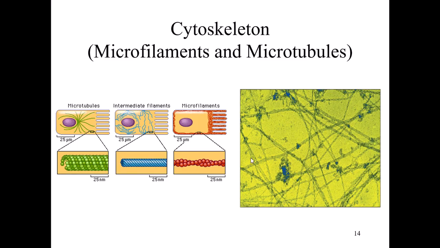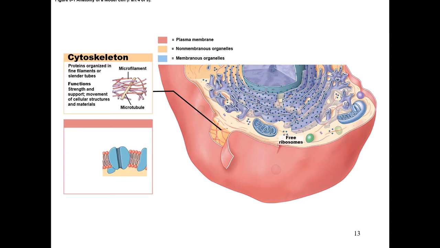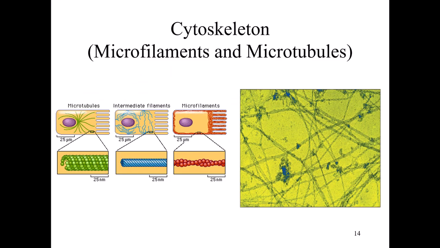So all of these, the microfilaments, intermediate filaments, and the microtubules, they collectively make up the cytoskeleton. And like I said before, think of them just like our skeletal system, strength and support.